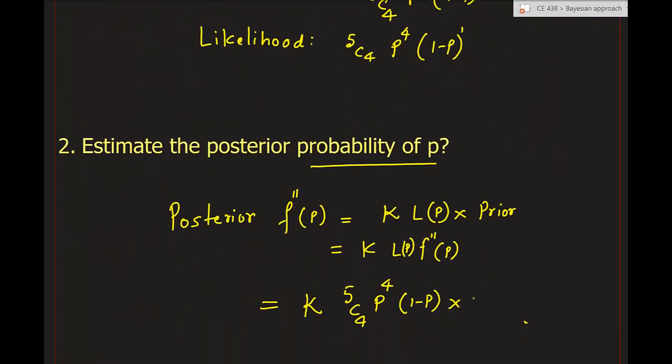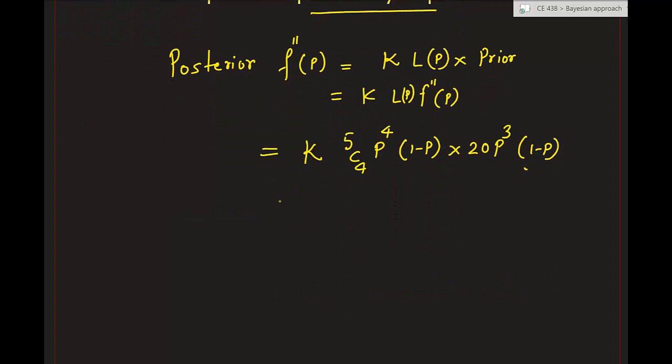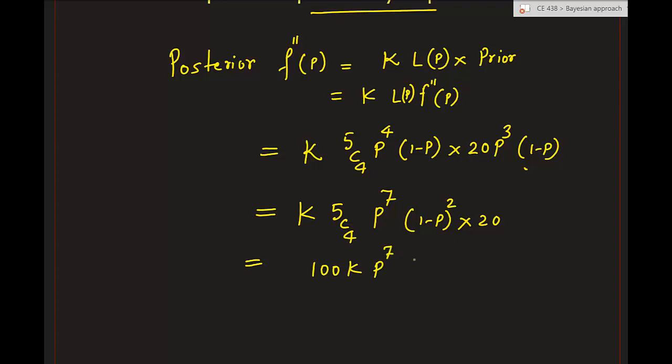So we can further write k times 5C4 p to the power 7 and (1 minus p) whole squared times 20. So this becomes 100 times k p to the power 7 (1 minus p) squared. So this is my posterior distribution.